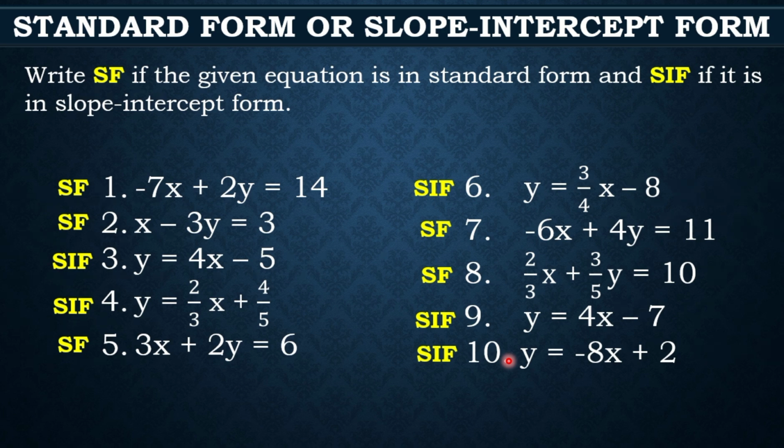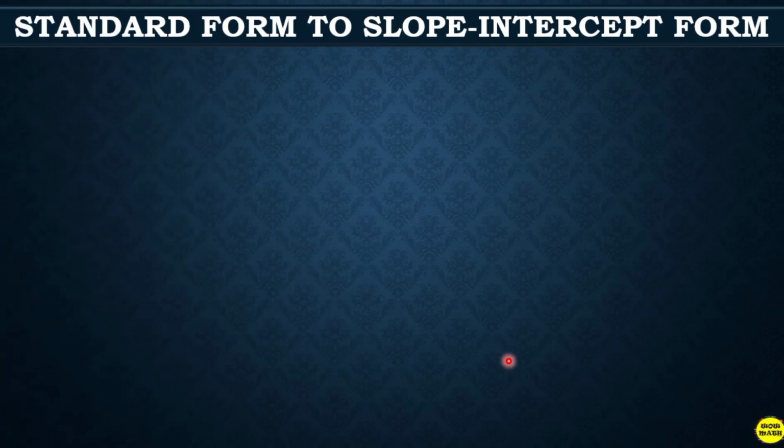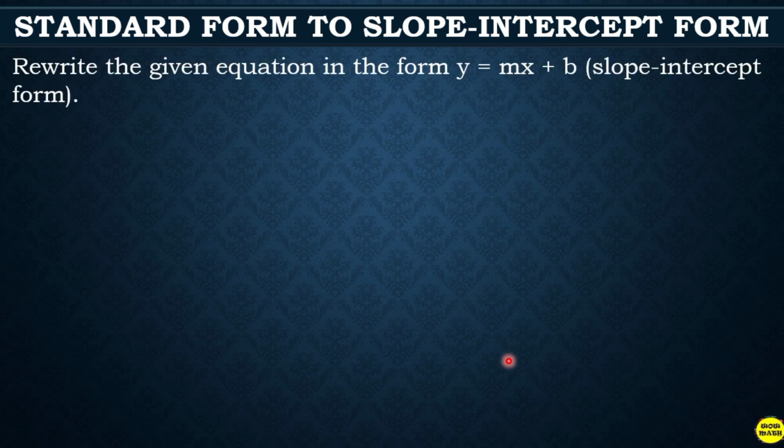Congratulations. Okay, let's proceed on how to rewrite the given standard form into slope-intercept form. So let's have first yung mga naka-standard form, isusulat natin sa slope-intercept form. Okay, so remember that your slope-intercept form must be written into y equals mx plus b. So, yung dalawang variables natin magkahiwalay.